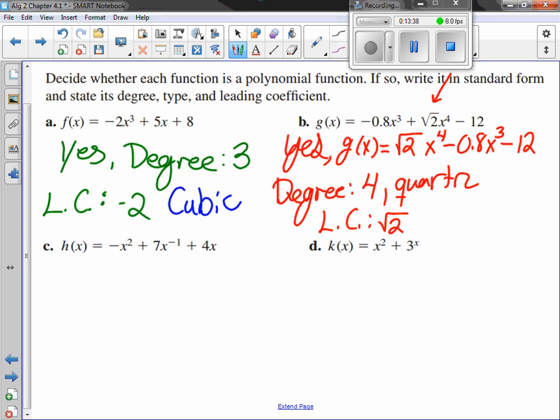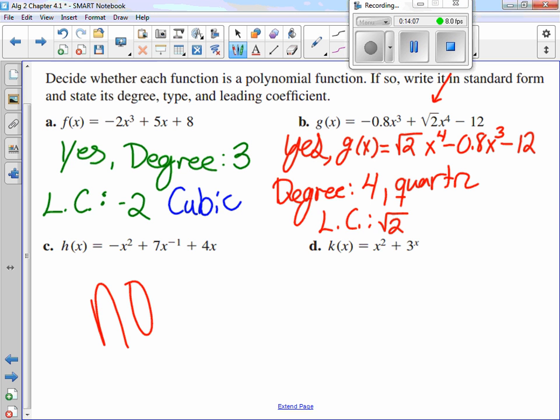How about C? No. We're done. Because what did it say? Decide whether each function is a polynomial function. If it is, then write all this stuff. No, this is not one. Because why? Because x is to the negative first power. So this is no. This would not be a polynomial.